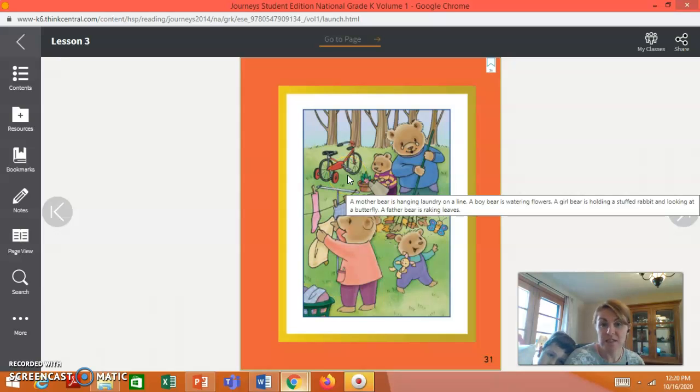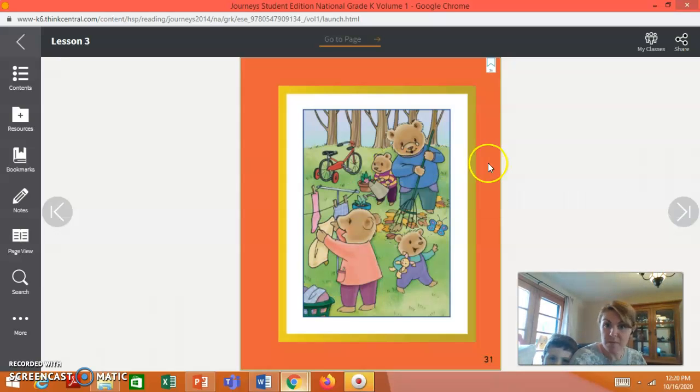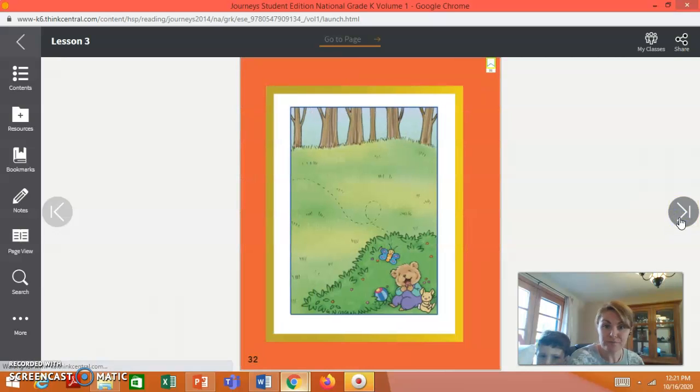And then this caption says, "A mother bear is hanging laundry on a line. A boy bear is watering flowers. A girl bear is holding a stuffed rabbit and looking at a butterfly. A father bear is raking leaves." So you can make up your own story about this special fall day using your imagination.